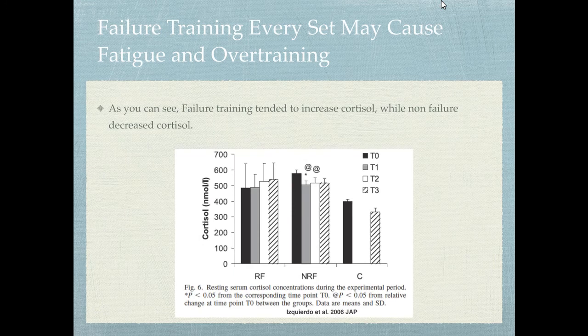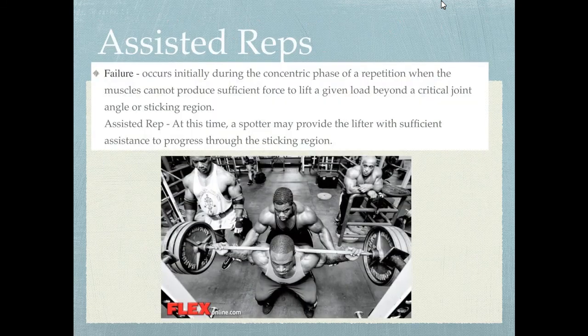And again, if you go to failure every single set, what this is showing is that cortisol tends to go up, whereas in the non-failure group it tends to go down. So basically use this strategically. Let's talk about what happens when you go beyond failure. Once you've gone to failure, a spotter can provide the lifter with sufficient assistance to progress past the sticking point, or you can also do something like strip sets.